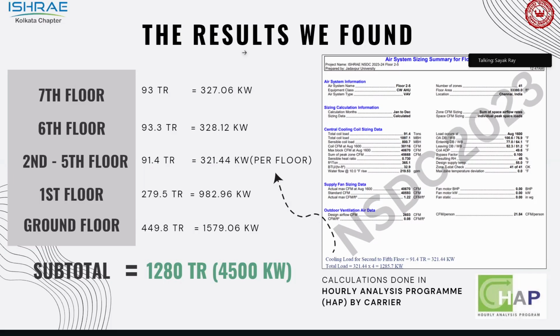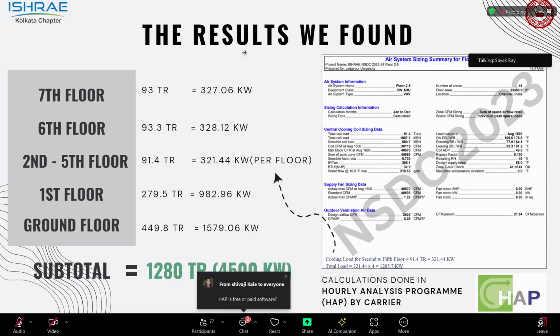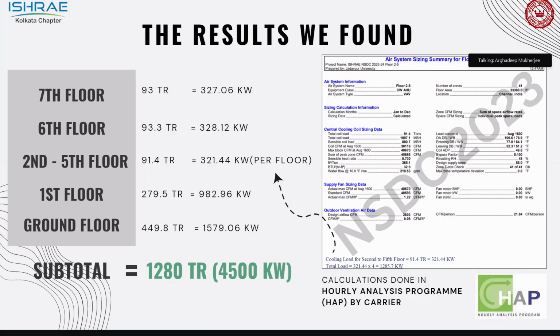So you can see that we have chosen some air system information, and the air system name is, as you know, floor 2 to 5. HAP is a paid software, but we had got it for free, actually. We had got the software from the professors at Jadavpur University. Our professors were actually instrumental in handing us that software, and it had been quite a help from them. Yes, Shayok, you can continue with the information on the sizing.